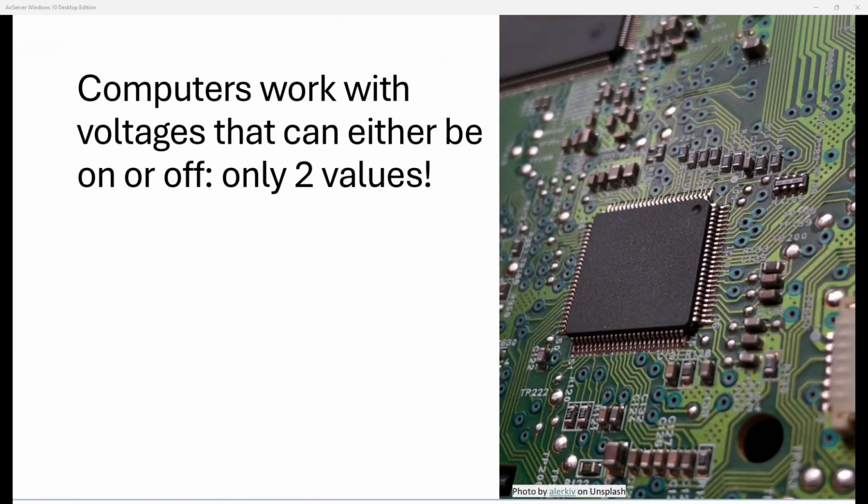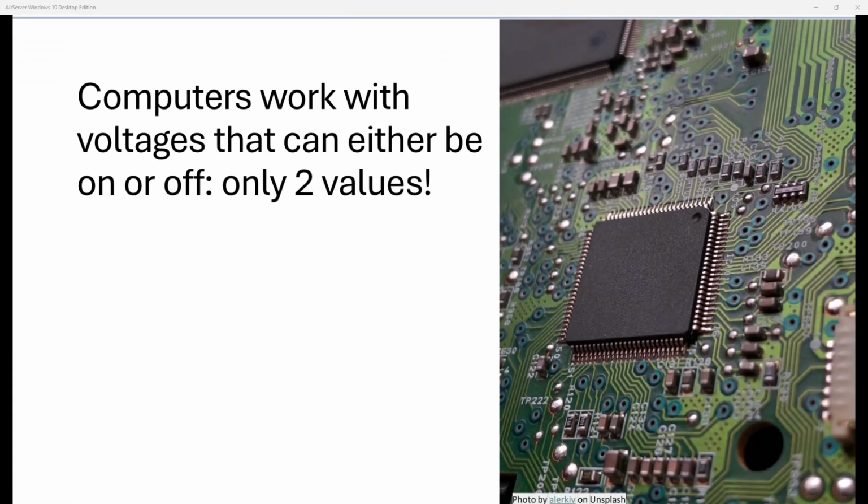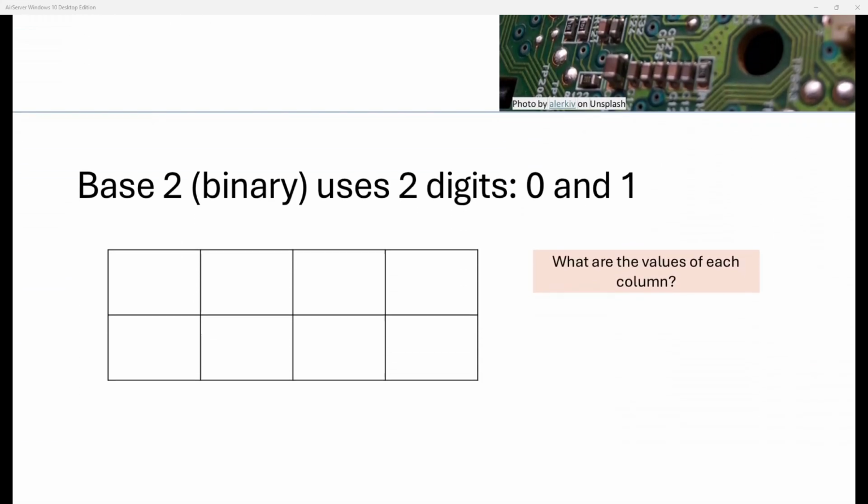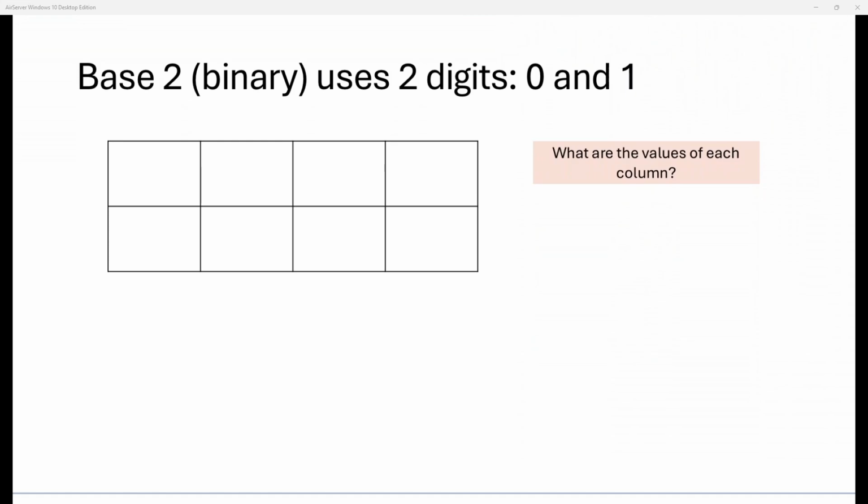And computers can only use 2 digits because we have either voltage, which is on, maybe 3.3 volts, or off, 0 volts. That's it. So you only have 2 values. And so the 2 values that we use are 0 and 1. But we still have a place value.